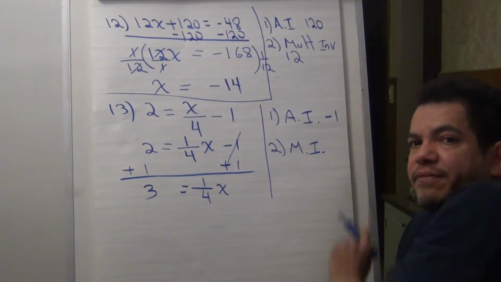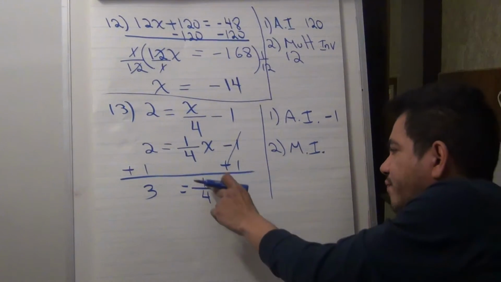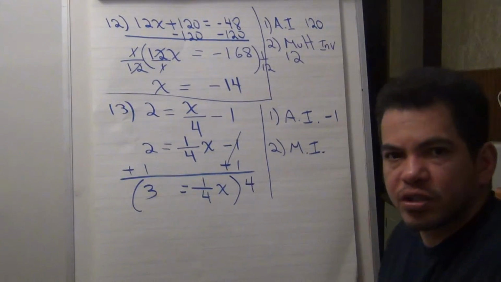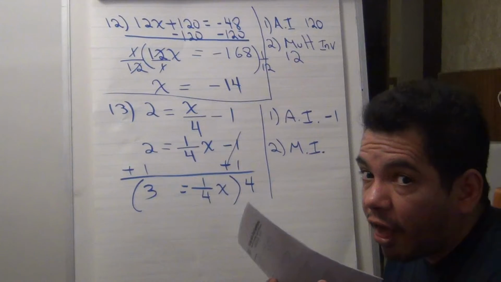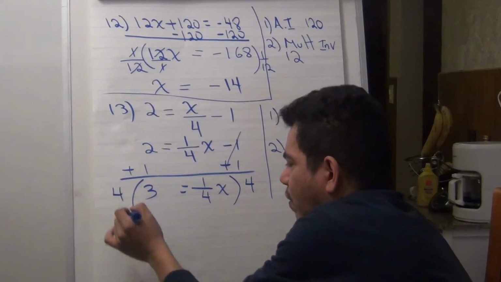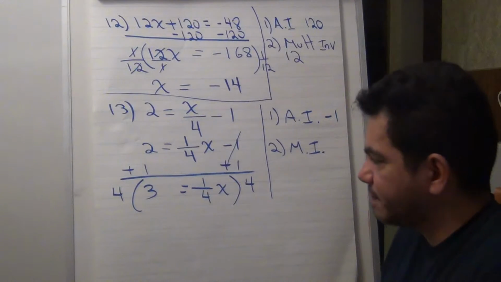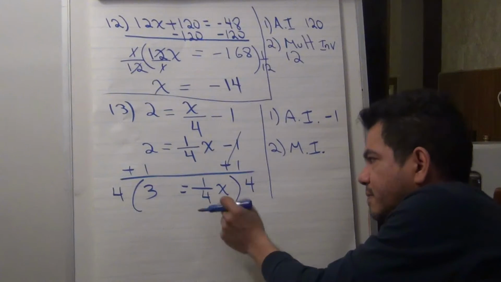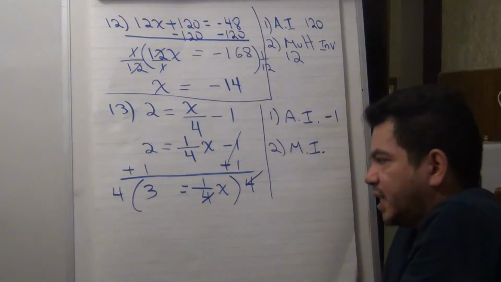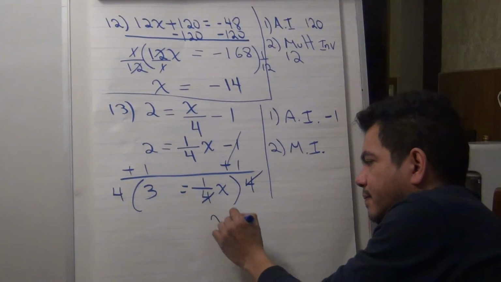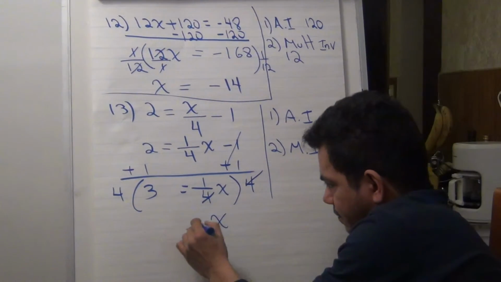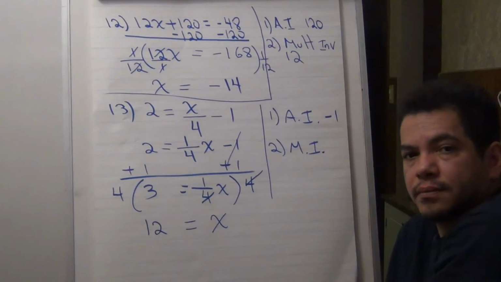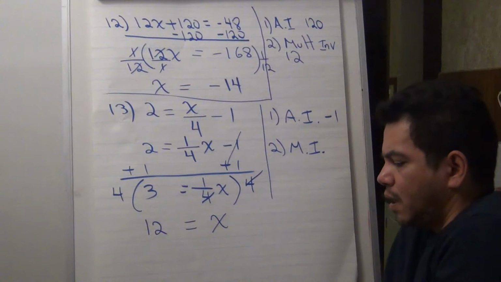And now we're going to use the multiplicative inverse. What is the multiplicative inverse of 1/4? 4 over 1. I don't write over 1, but I'm still saying it. So that's it. When you multiply and divide by the same number, what happens? They cancel out, leaving you with 1x. Okay? Good? Alright then.